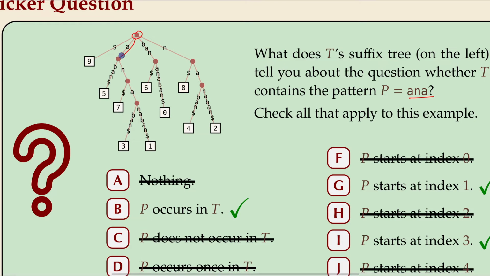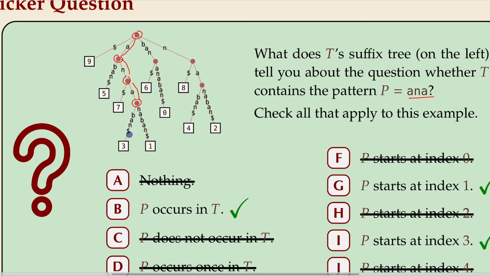We follow the branch for A, N, A. And now we stop because we ran out of pattern. So what does that mean? We found some internal node here. Now, first observation, we didn't get stuck. We could follow the path. So there are ways to continue this pattern into a suffix of the text.